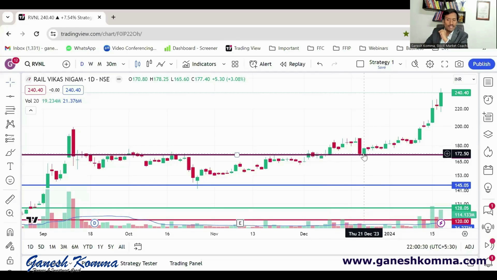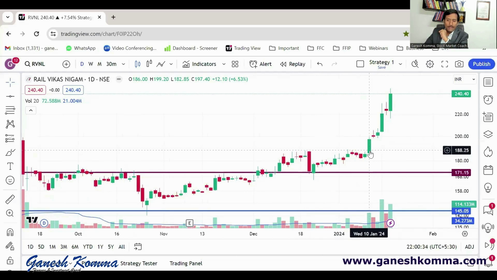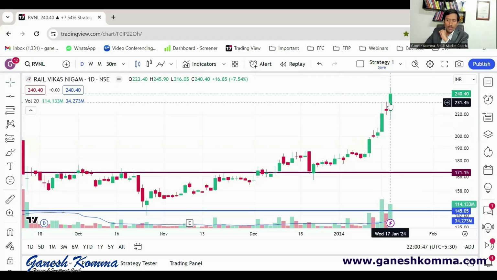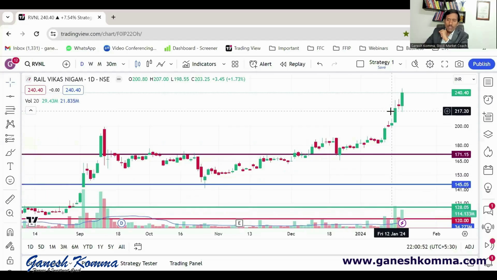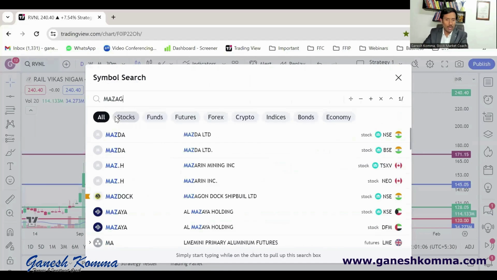Similarly, on 21st December, a same kind of a setup. Even on 10th January 2024, you have a very good price and a very good volume. Similarly, on 15th January or even 17th January, you have seen the same kind of a setup where the price and the volume are forming perfectly. Even let me give you an example of Mazagon Dock.